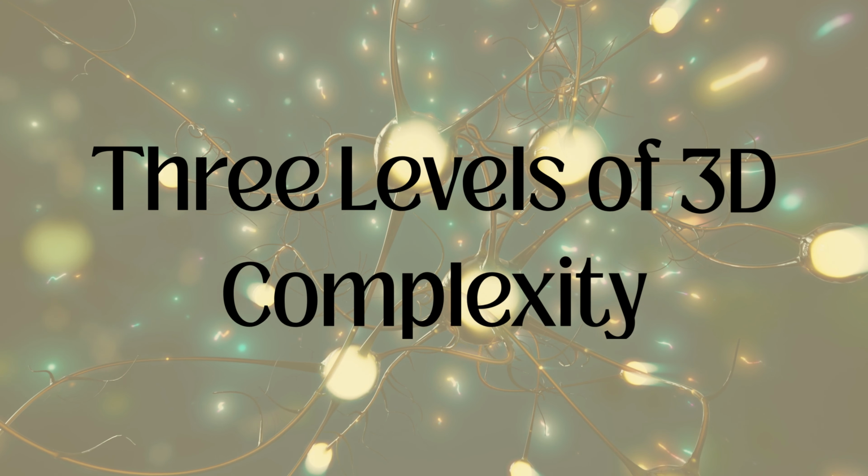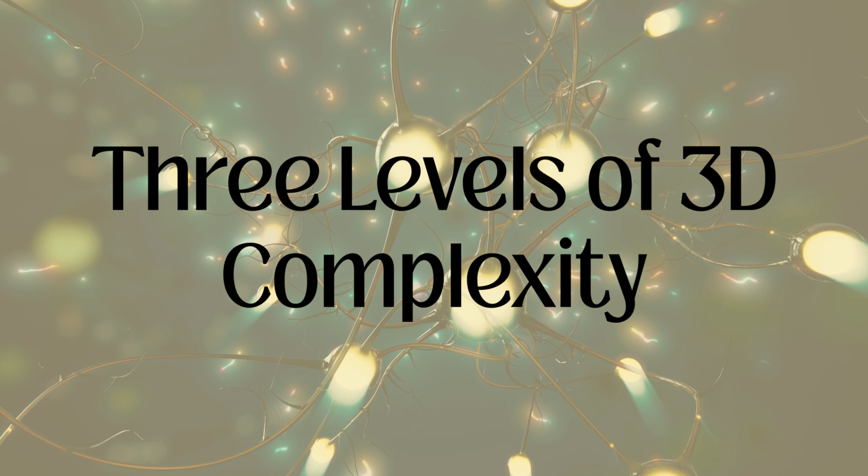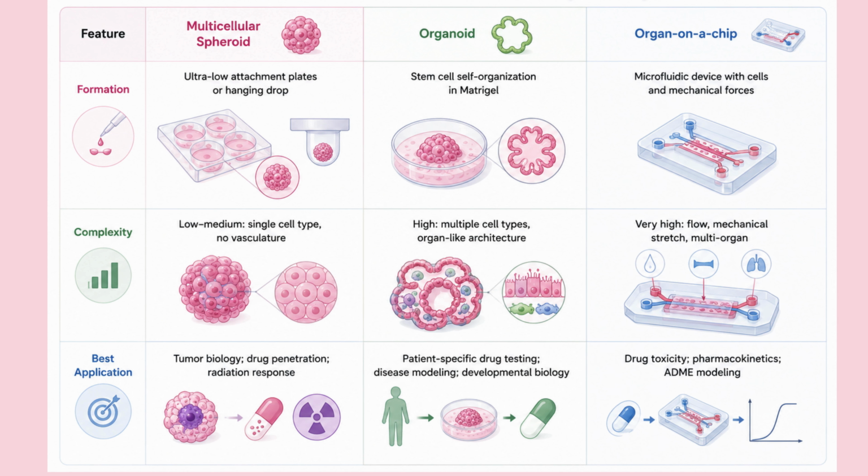3 levels of 3D complexity. Let's now explore the 3 major levels of complexity in 3D cell culture models. At the most basic level are multicellular spheroids. These are formed using ultra-low attachment plates or the hanging drop method. They usually contain a single cell type and are widely used to study tumor biology, drug penetration, and radiation response.